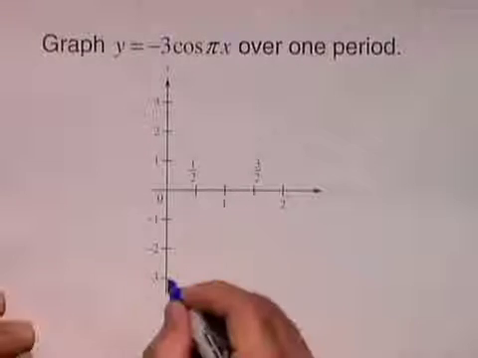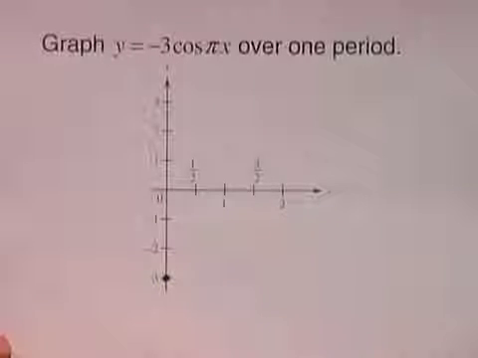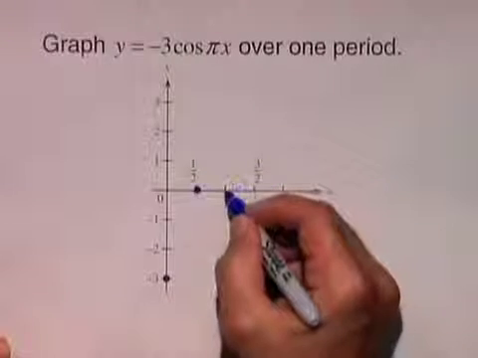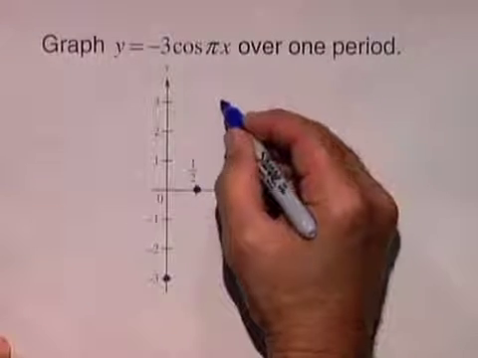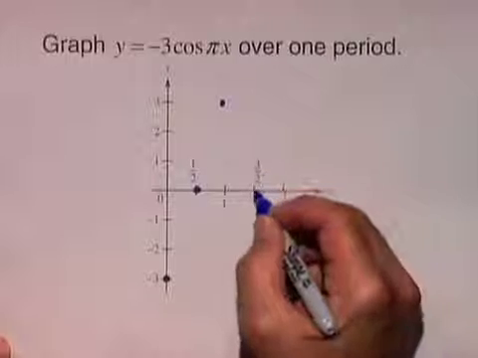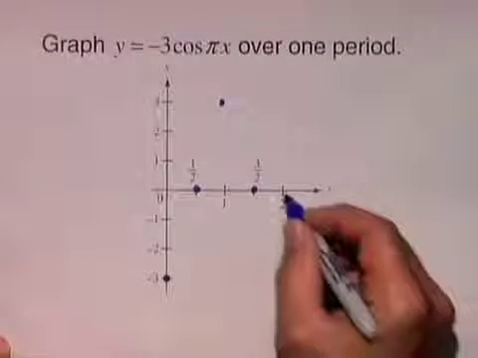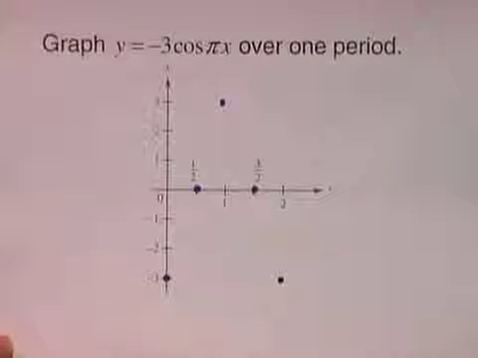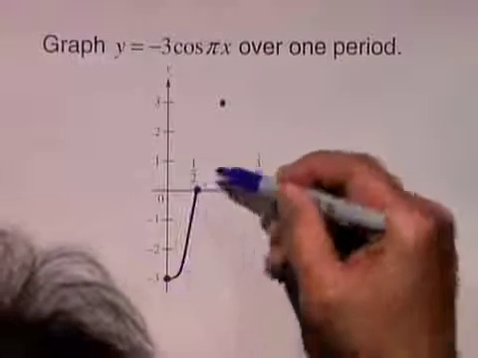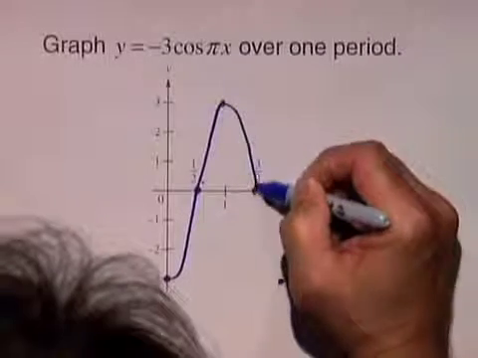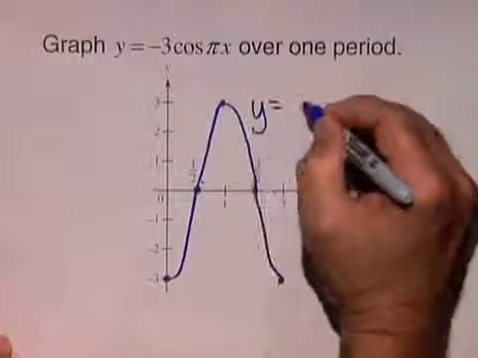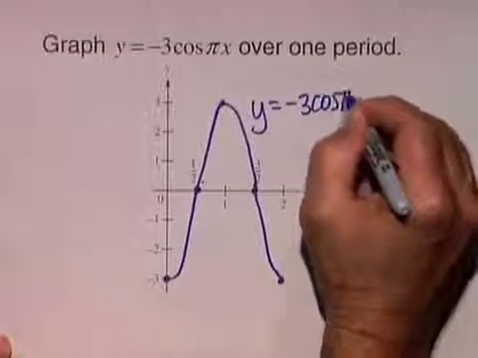We had 0, negative 3. Then 1/2, and the value there was 0. At 1, the value is 3. At 3 pi over 2, it's 0. And at 2, it is negative 3. And so our graph will look like this. And that's the graph of y equals -3 cosine pi x.